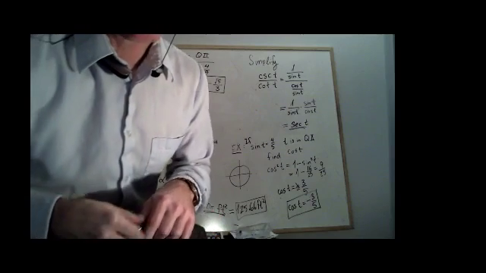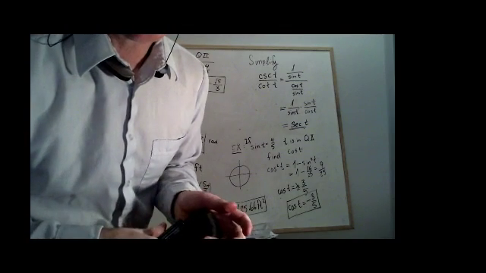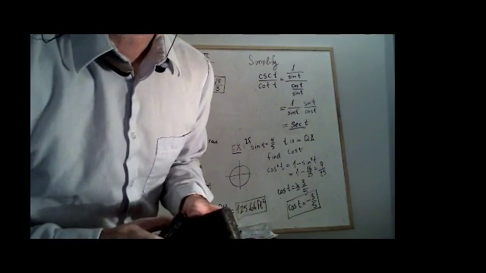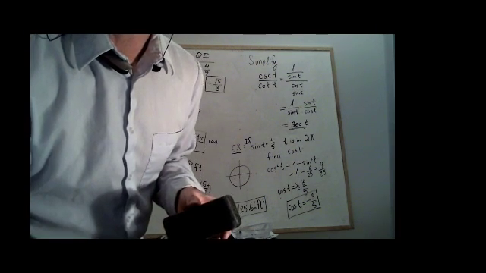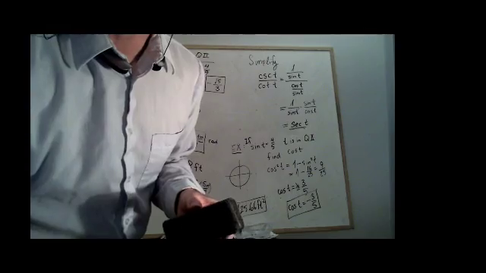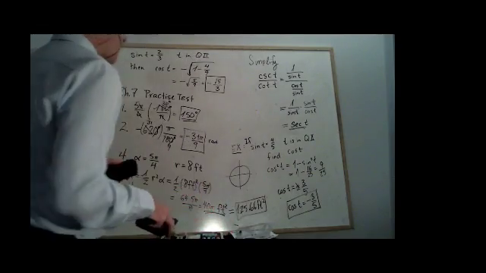Okay, find the angle now, number 6. Find the angle between 0 and 2 pi in radians that is coterminal with minus 4 pi over 7.